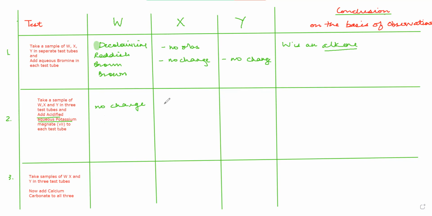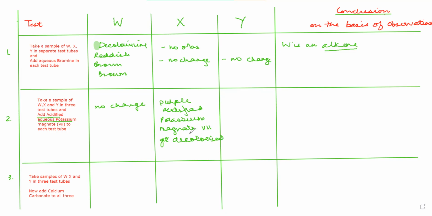Now, maybe with X, it will show a change in color, and the change in color will be that the purple oxidizing agent, the purple acidified potassium manganate(VII), will get decolorized. Okay.